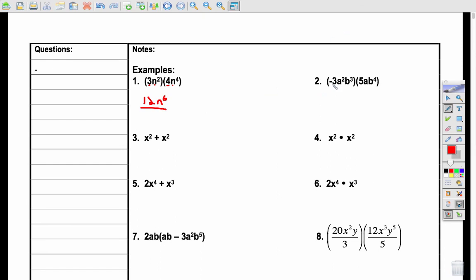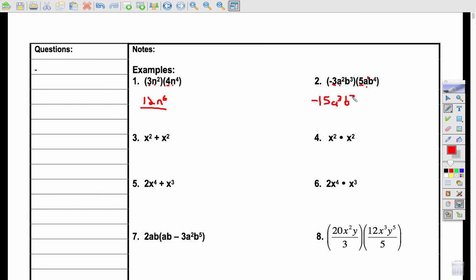There's your answer. Let's do this one. Again, you got the number out in front. Multiply them. Negative 3 times 5 is negative 15. And you have, okay, let's look at your A. You have A squared and you have A. We know we have an A. That's a 1 right there. There's not a number there. It's like a 1. So you have 2 plus 1. That would be A cubed.